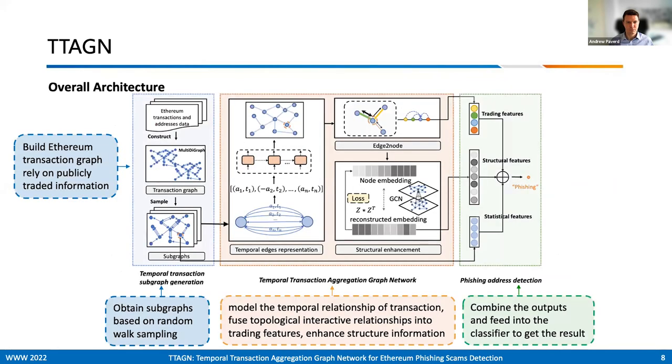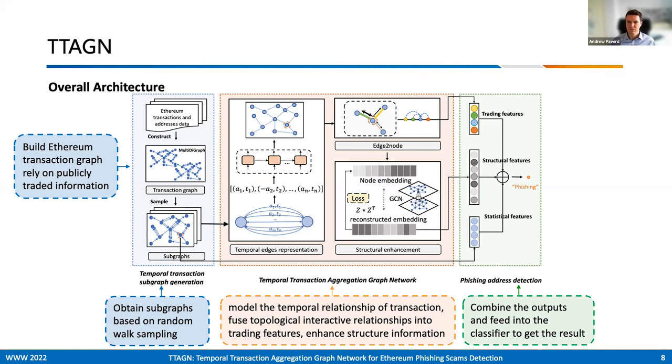Second, we propose the temporal transaction aggregation graph network to learn node embedding. We design 3 modules to generate node representation by graph mining. The temporal age representation module models the temporal relationship of historical transactions to construct the representation of ages. The age-to-node module aggregates age representations around the node to fuse topological interactive relationships into trading features, and the graph autoencoder further enhances the perception of node structure information.